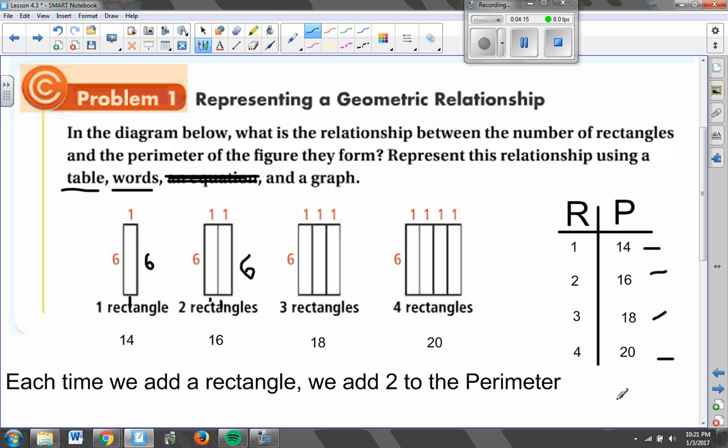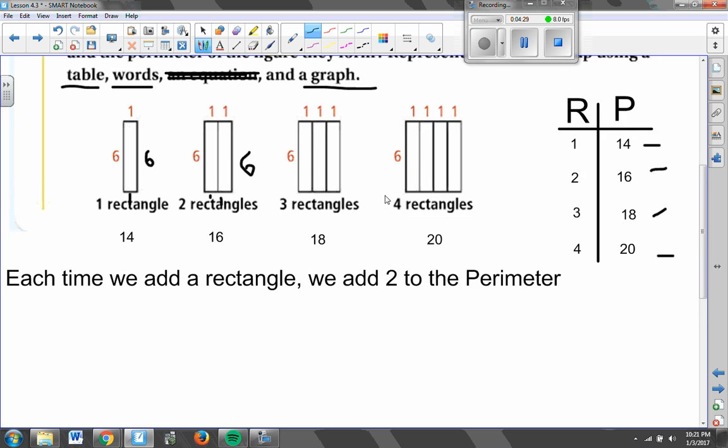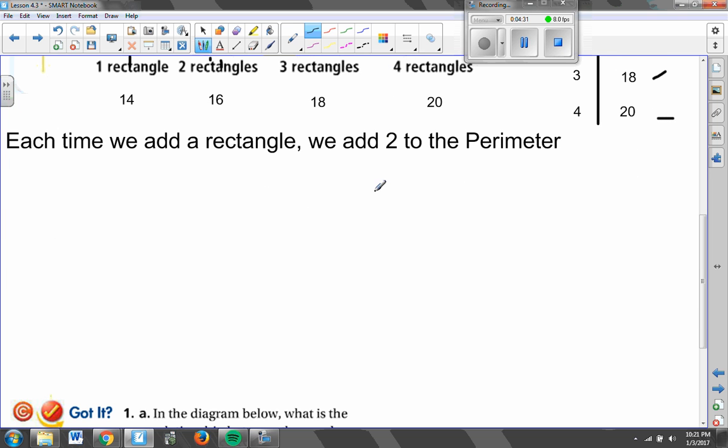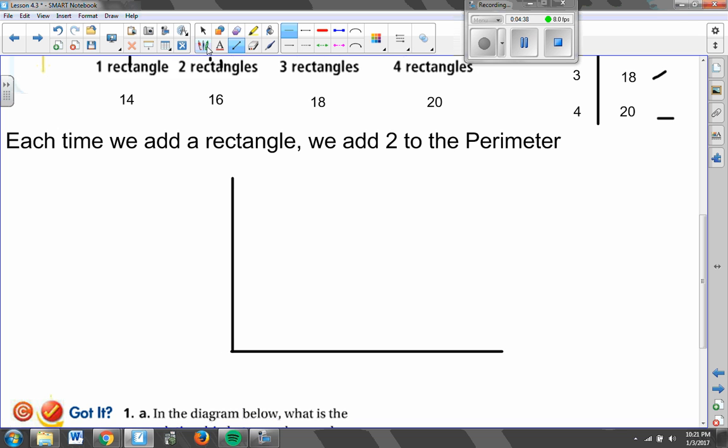So I've shown you a table of my values, my number of rectangles, my perimeter. Now I've told you what's happening here in words. Every time I add a rectangle to this picture, I add 2 to the perimeter. And now I'll create a graph. This is our first graph where we're actually going to start using some numbers. I'm going to create a graph, just like we did in the last section. I'm again going to make sure I label both axes. And down here, I'm going to put the rectangles.